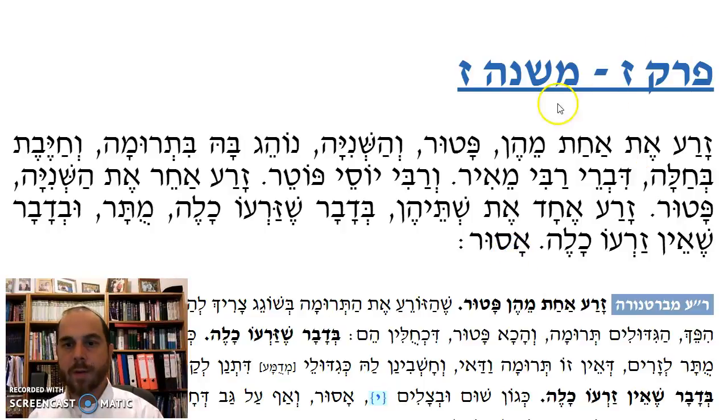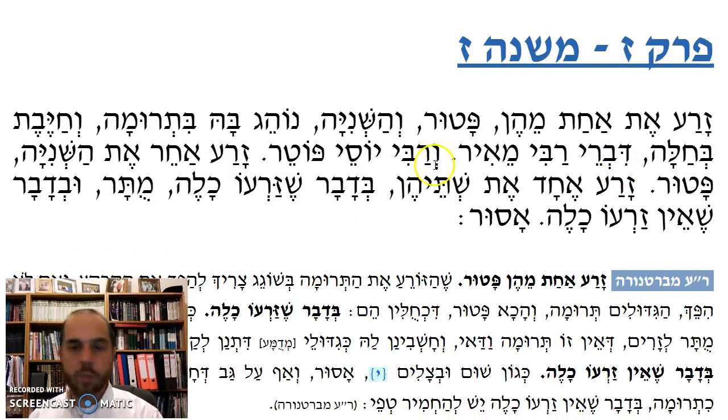Okay, we're on Terumot, Perek Zayin, and Mishnah Zayin. Last Mishnah in the 7th chapter of Terumot. We're going to continue. We're actually going to conclude our discussion of what happens if somebody has two kupot and he doesn't know which is Terumah and which is Chulin.